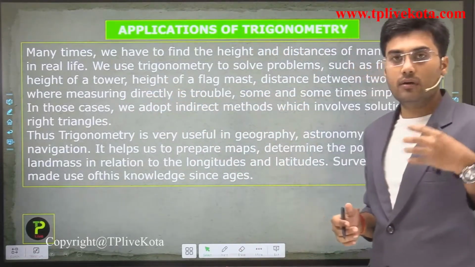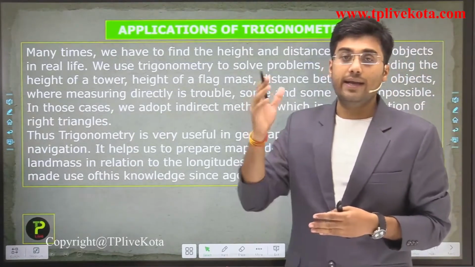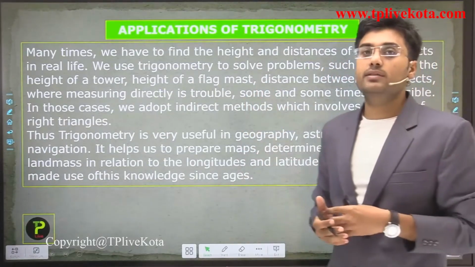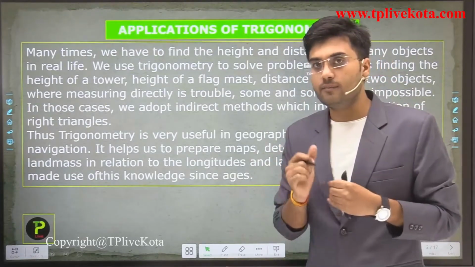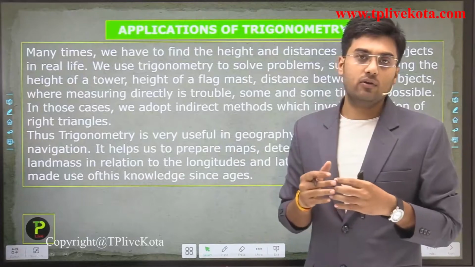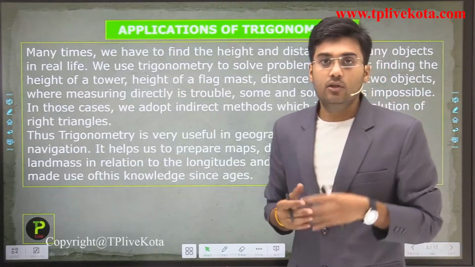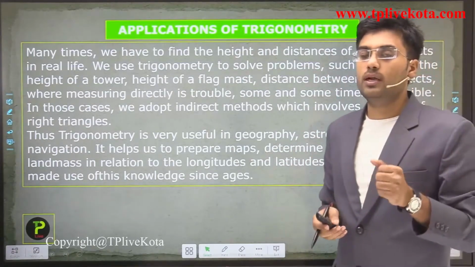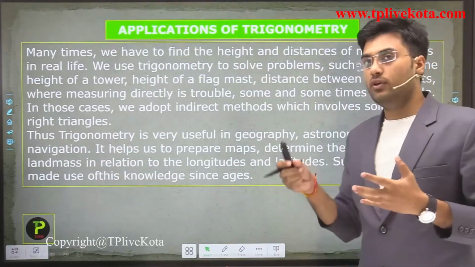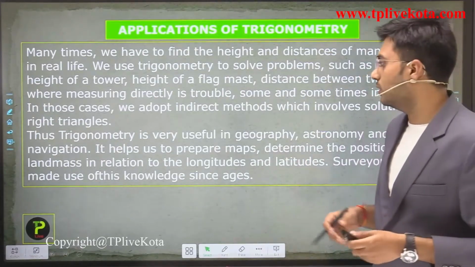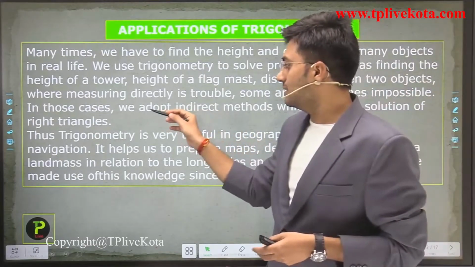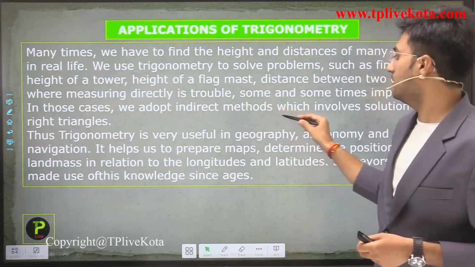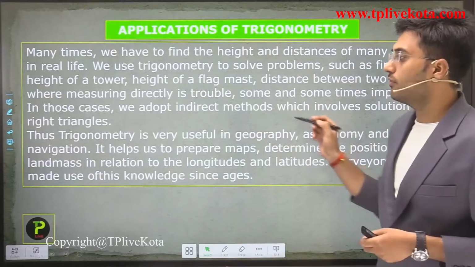We cannot measure the height of the Qutub Minar directly. We cannot measure the height of a mountain directly. So to find the height of the Qutub Minar or the height of a mountain, we use the concept of trigonometry. Sometimes it is impossible to measure directly. In those cases we adopt an indirect method which involves the solution of a right angle triangle.